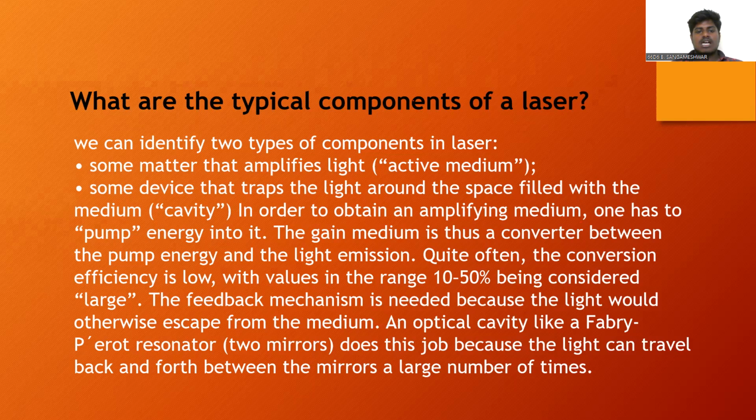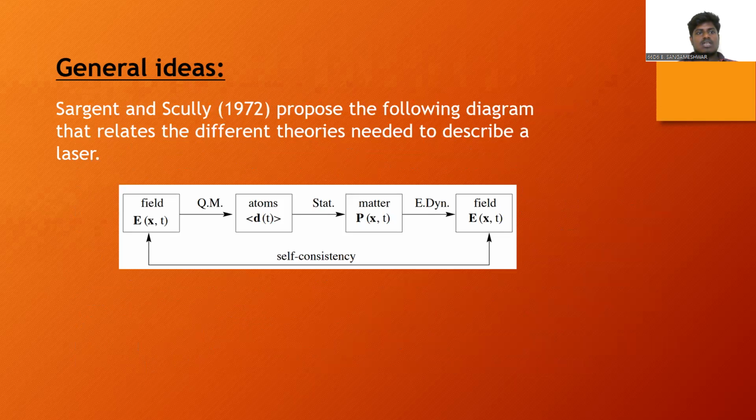The feedback mechanism is needed because the light would otherwise escape from the medium. An optical cavity with a Fabry-Perot resonator, two mirrors, does this job because the light can travel back and forth between the mirrors a large number of times. Due to this, the laser will be formed. You can see the general ideas.